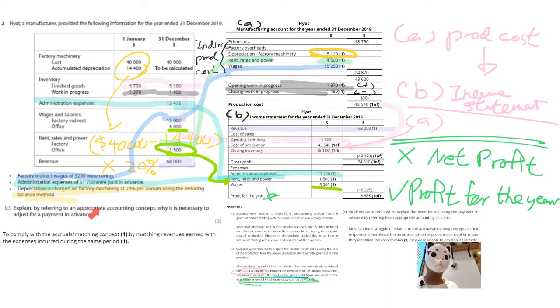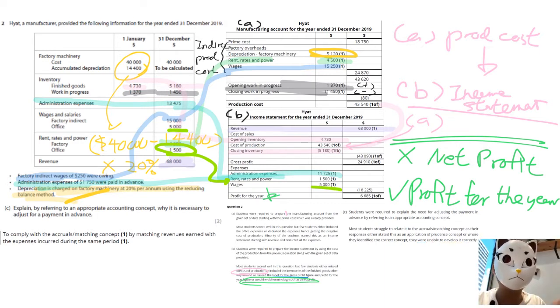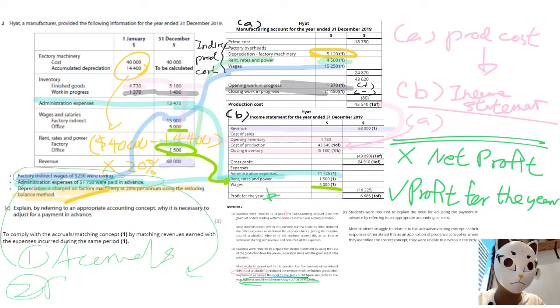So right now, we are going to take a look at part C. Why is it necessary to take a look at the payment in advance? Indeed, there are two kinds of adjustment if you recall the question. The first one would be the factory expenses. This factory expenses is accrued only. So the first one is the accruals. The second one is the prepaid in advance, that is, we call it prepayments. These two adjustments are very common.